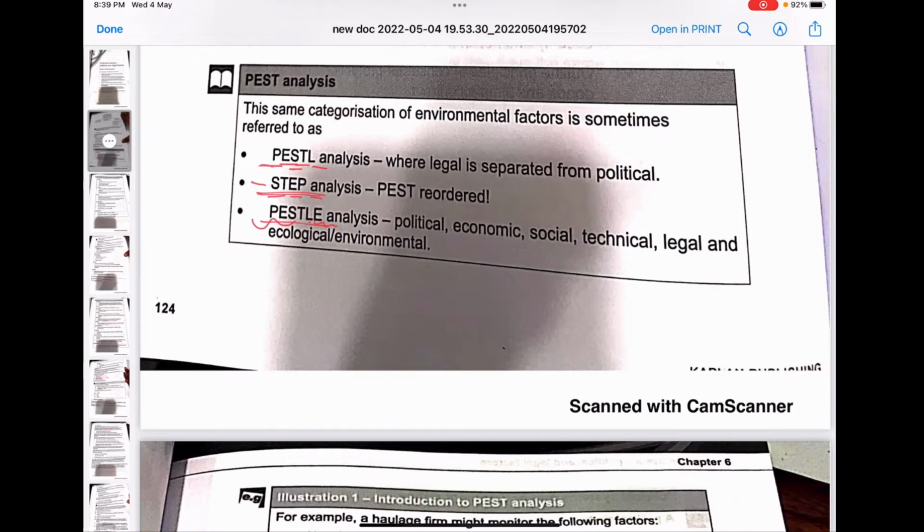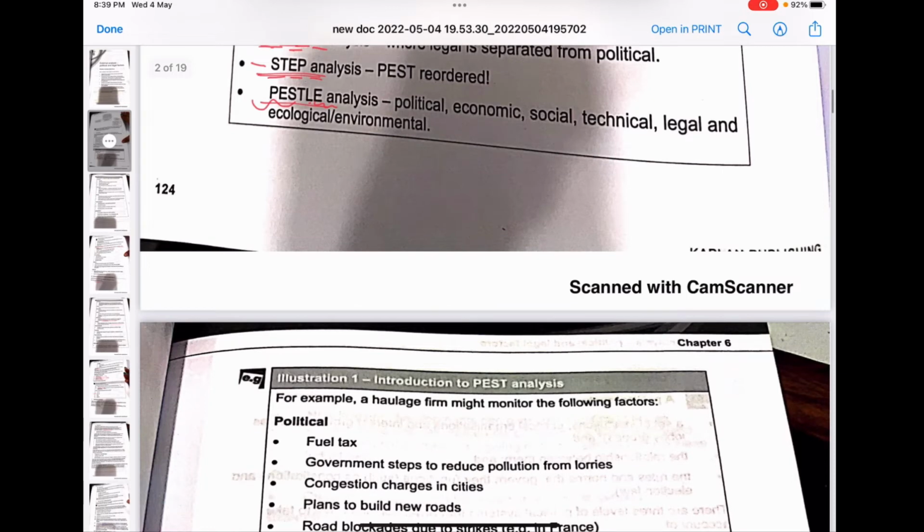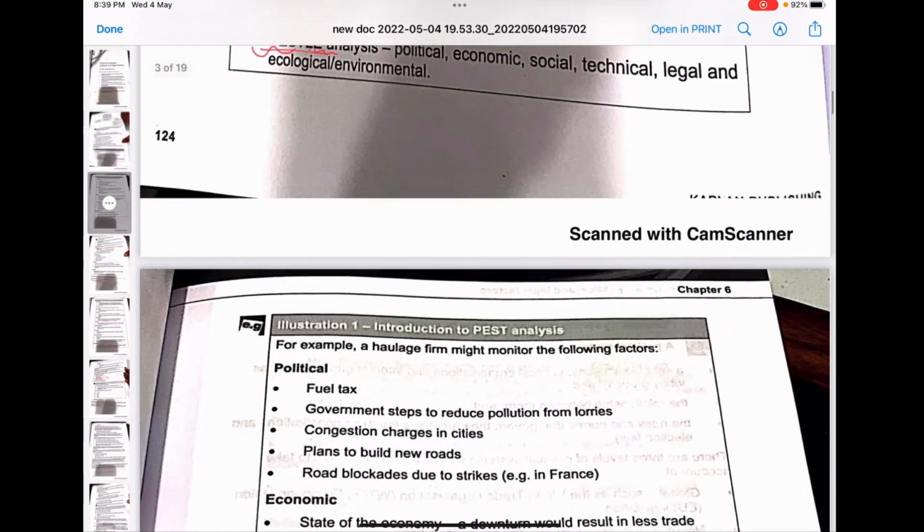PEST analysis. PESTLE analysis is where legal is separate from political. STEP analysis is where PEST is reordered. PESTLE analysis is where one of the E's is economic and one is ecological or environmental.